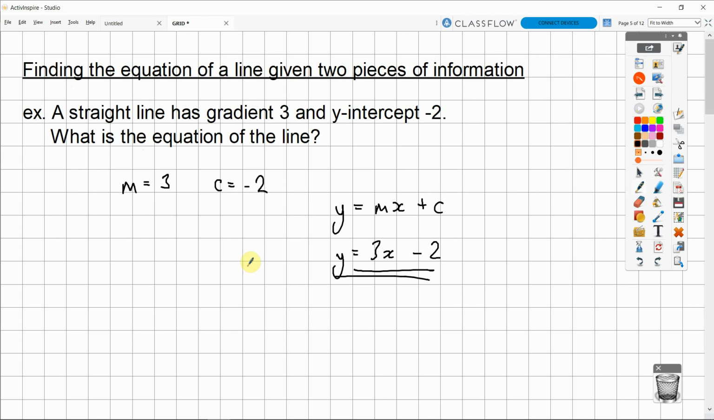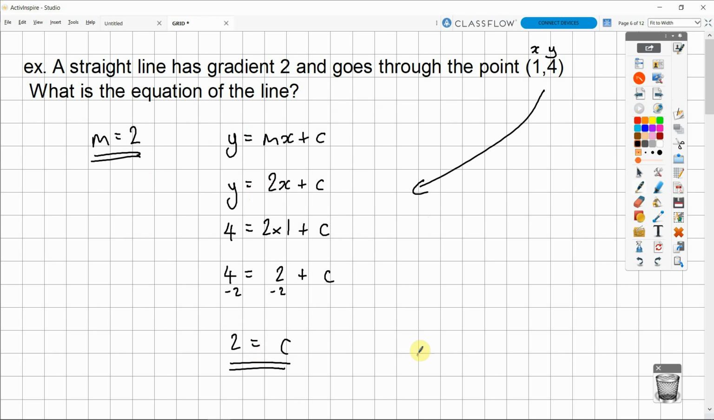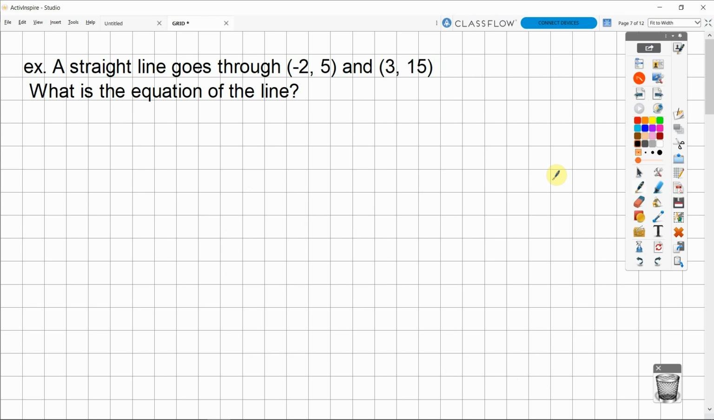Now, in the first example, when we knew the gradient and the y-intercept, it was easy. And we're now back in that situation. We know that y equals mx plus c. We know that the gradient is 2. We know the y-intercept is 2. And we're finished. It could be developed further.